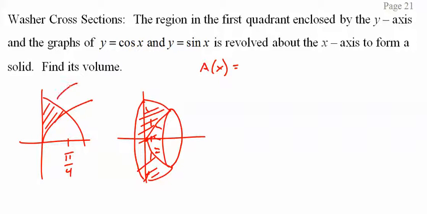Which one's on top? Cosine. Sine is on bottom. So you would say pi times cosine of x squared. In other words, give me the whole thing, as if it wasn't subtracting sine of x at all. Oh, but we are subtracting sine of x.